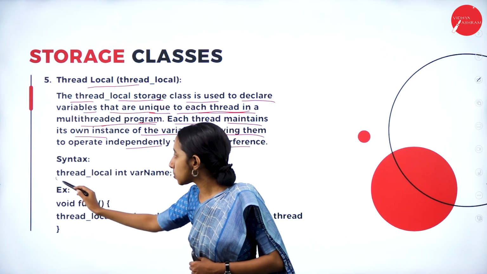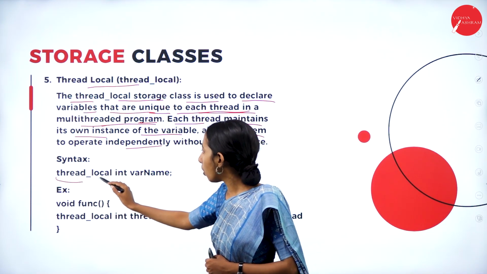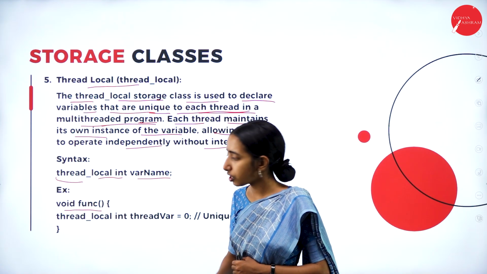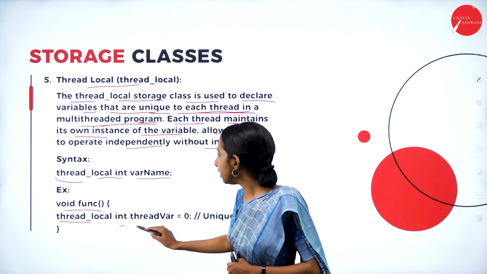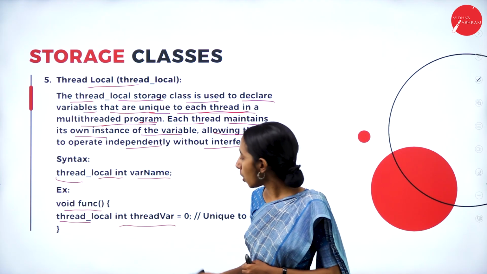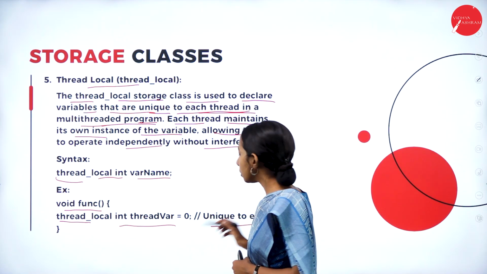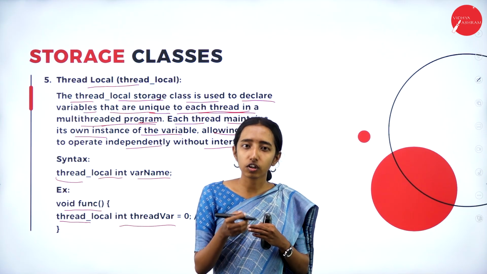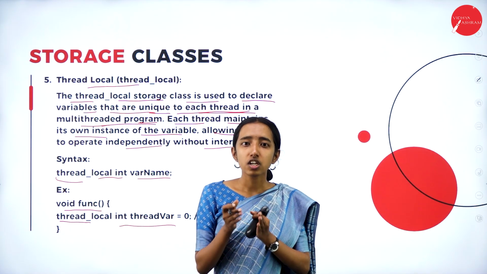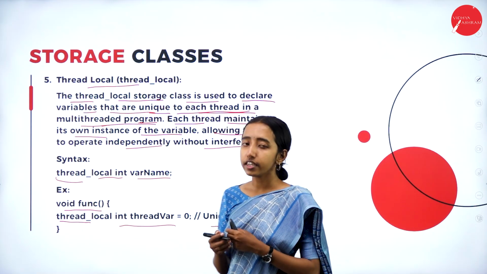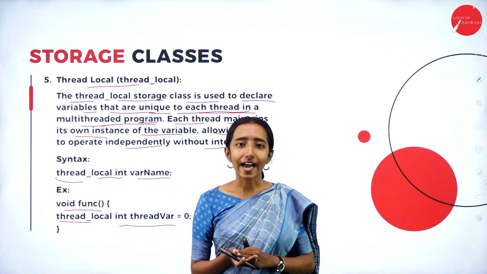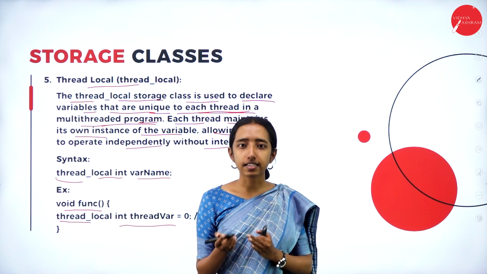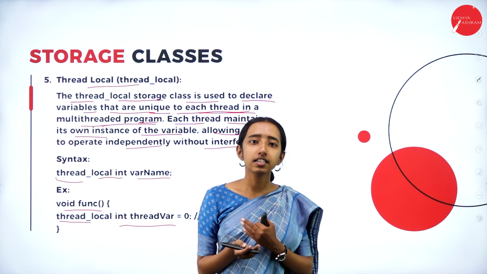The syntax is thread local int var name. Taking a function, thread local int thread var equals 0, I am assigning it, and it is unique to each thread. This value becomes unique for each thread in the process. So this was about the storage classes. We have seen five different storage classes: automatic, static, register, extern, and thread local.